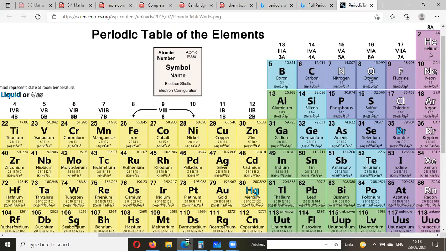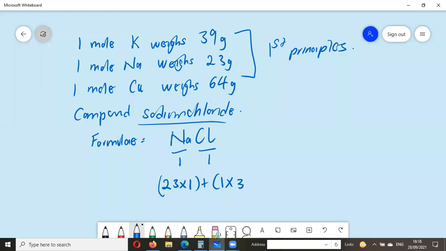35. 35, now we have 35.45 there, not so? Yes. But since chlorine has isotopes, we shall have chlorine 37 and chlorine 35. So when we add the two, we shall get an average of 35.5. So that means in the mass of chlorine, we shall use 35.5. That's what we take. That means here now we shall add 23 plus 35.5. What do we get?